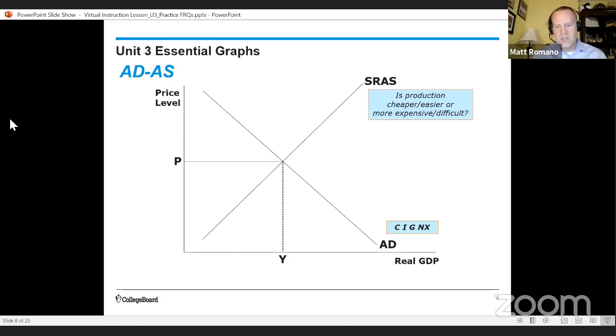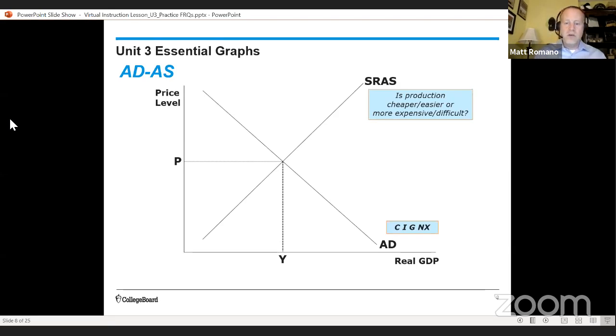We've got to always keep that in mind. We've got to be on the lookout for them. When you're given a question and it pertains to aggregate demand, or you don't know what it pertains to yet, run through that checklist. When you're given an example, is it consumption? Is it investment? Is it government spending? Is it net exports? If it is, we shift aggregate demand.